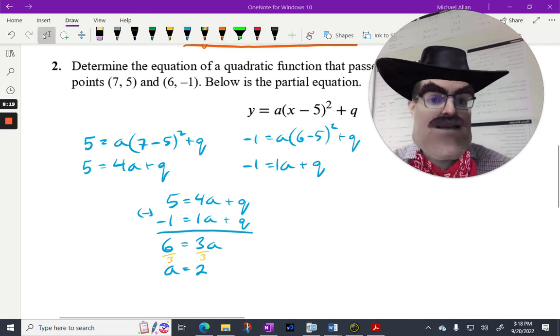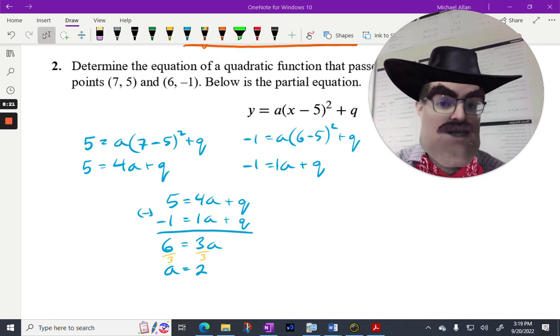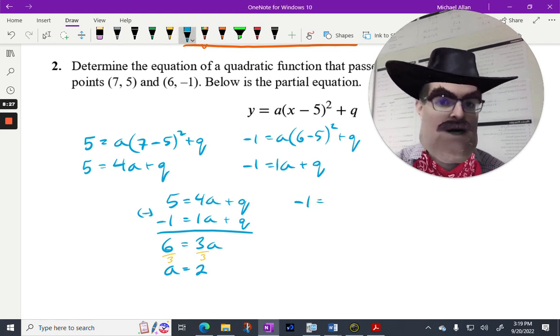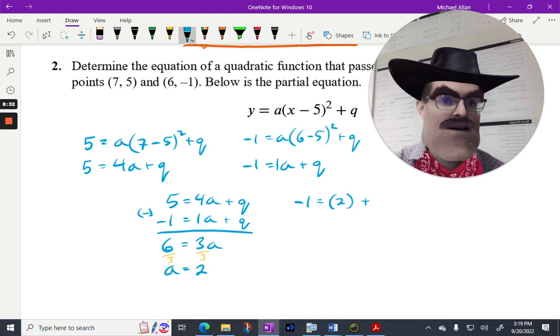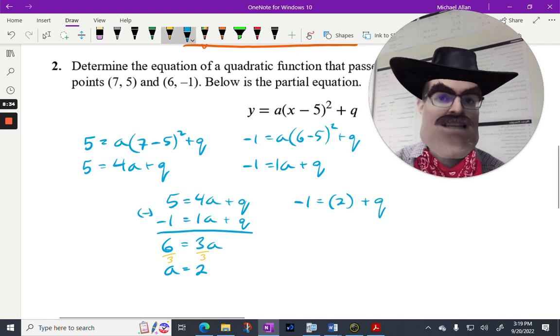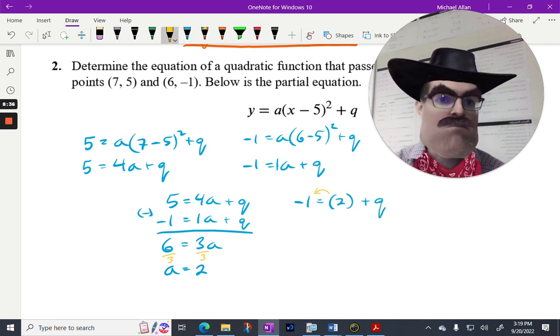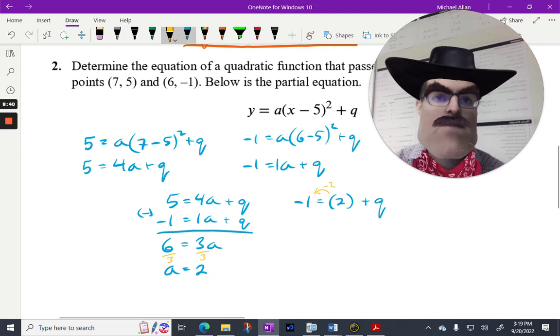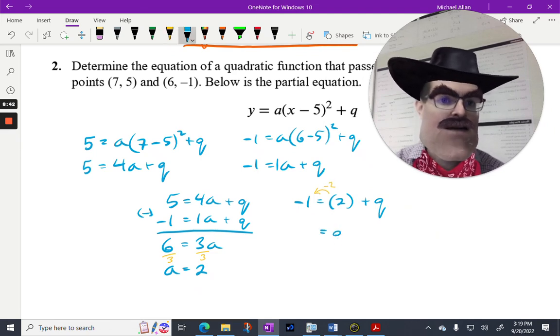Okay. On the next one over here, we have to find out what the q is. So I'm going to pick an equation. I'm going to pick the second equation. It looks nicer. So it's just 1 times a, so this is going to be a 2 in this spot here, plus q. I'm going to take that 2, just minus it over, minus 2. Get the q by itself. And I get q is equal to negative 3.